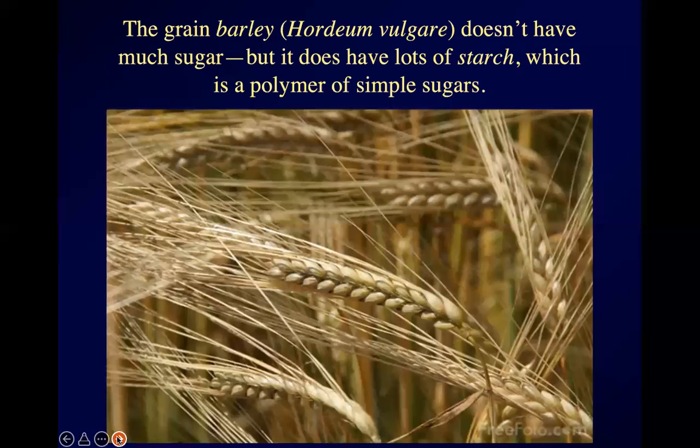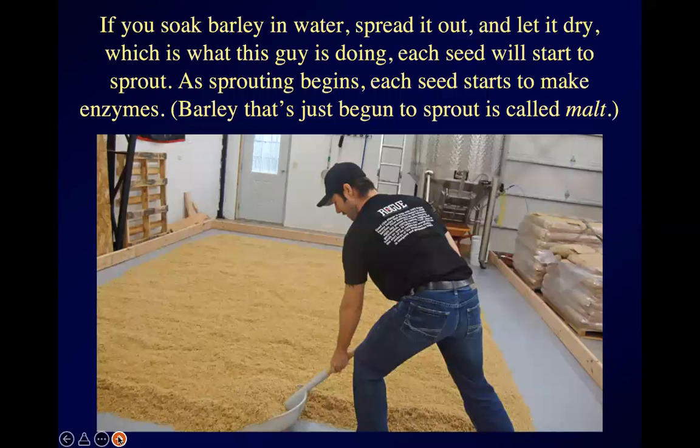So the nutrients that are inside typical seeds, which would include grains and also nuts, are nutrients intended for the use of an embryonic plant. And in the case of barley, that means there's a lot of starch in barley seeds. Here's the thing, you can soak barley in water and then spread it out and let it dry. And that's what this guy is doing. All that golden stuff is barley seeds that have been soaked and spread, and they're drying.